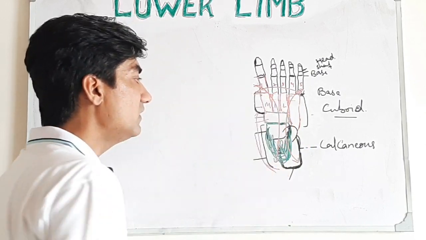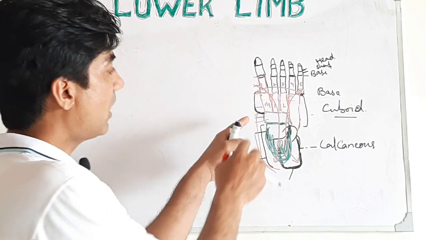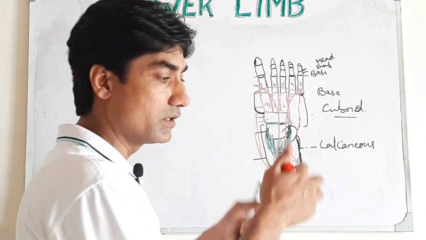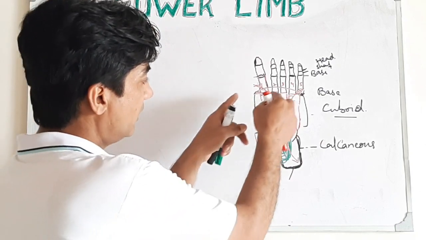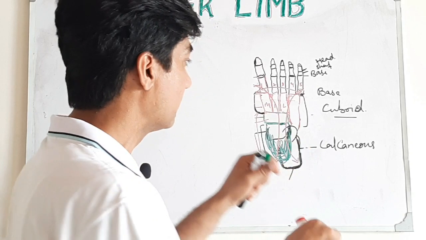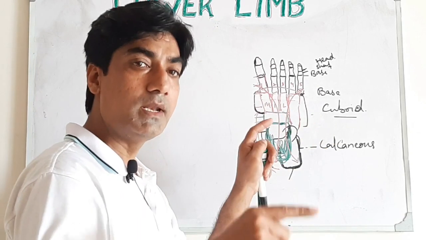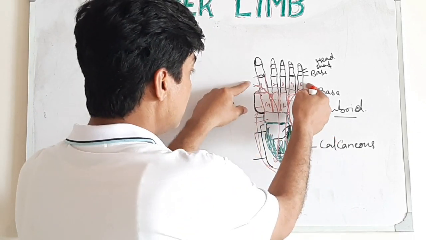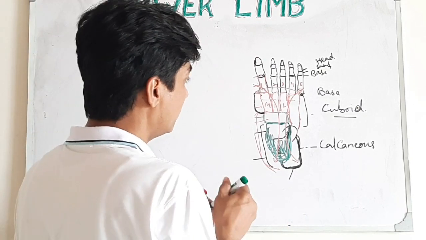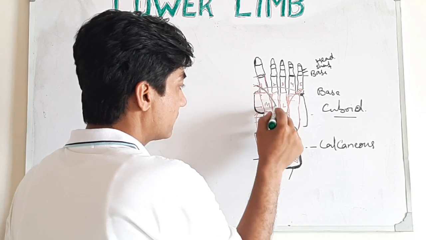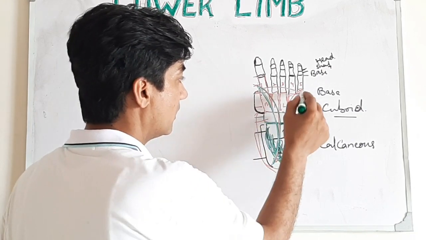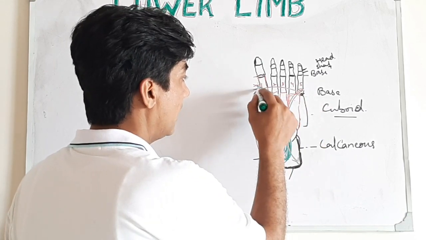These three springy arches are produced normally in the sole of the foot. These arches absorb the stress while walking or running. They are produced naturally, since childhood. These three arches are called: one is longitudinal, this is the longitudinal, and this is the transverse.